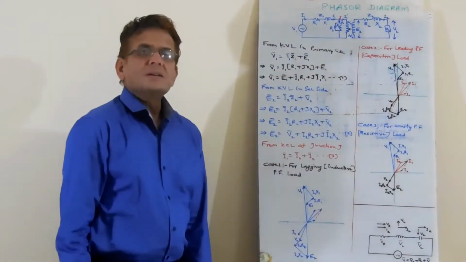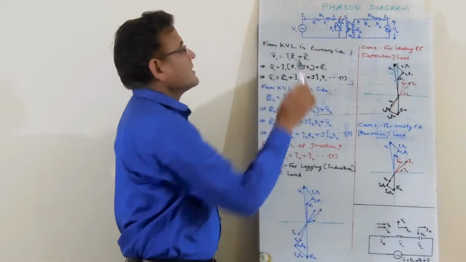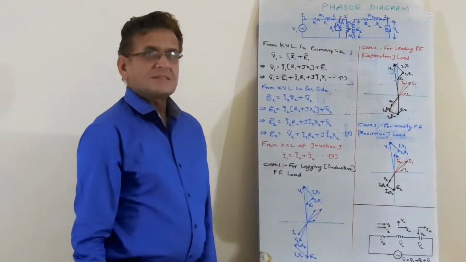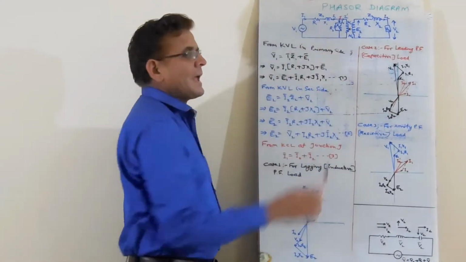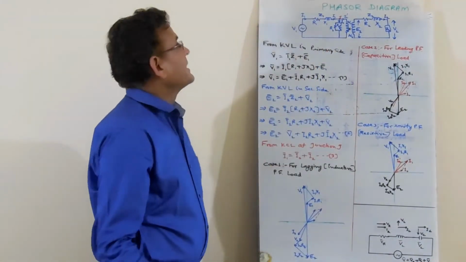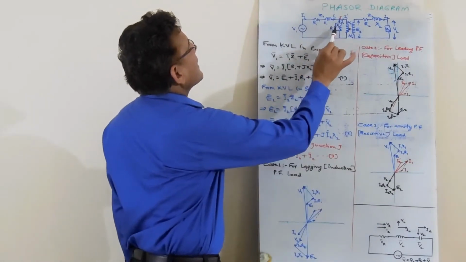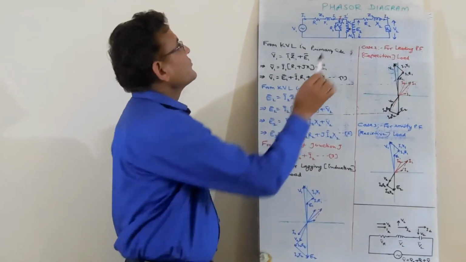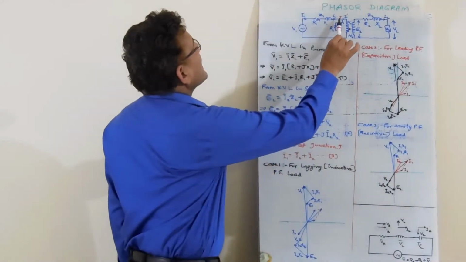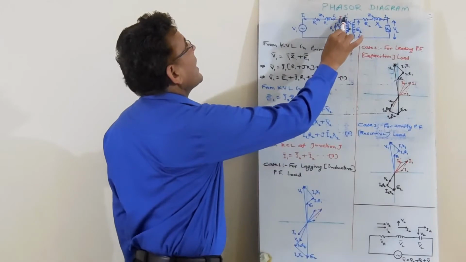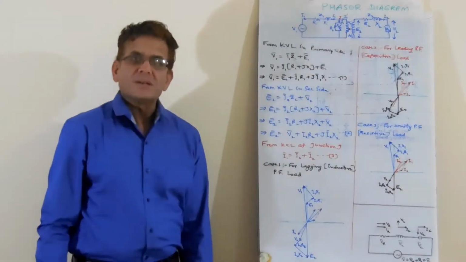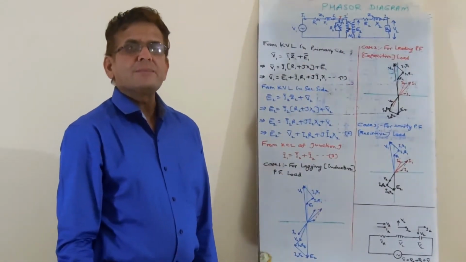Here V1 is supply voltage, I1 is primary input current or supply current, R1 resistance of primary winding, X1 leakage reactance of primary winding, Z1 impedance of primary winding, R0 resistance of magnetizing branch, X0 reactance of magnetizing branch, I0 no load input current, I2 dash primary current due to load, and voltage across primary winding is E1, that is called self-induced EMF in primary.